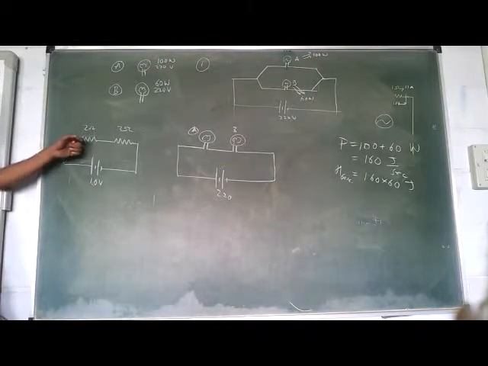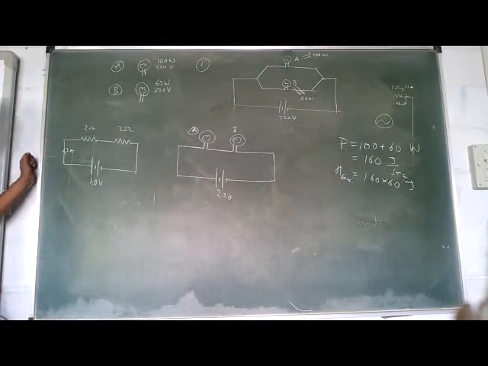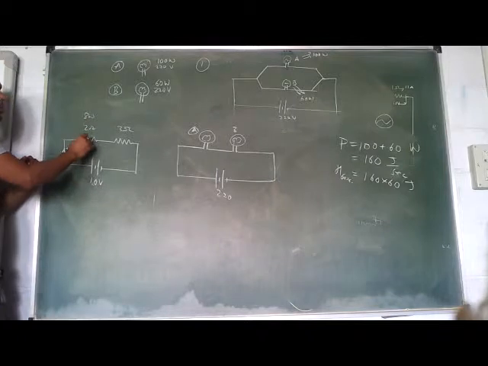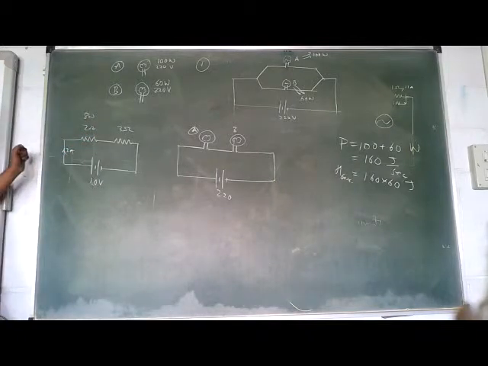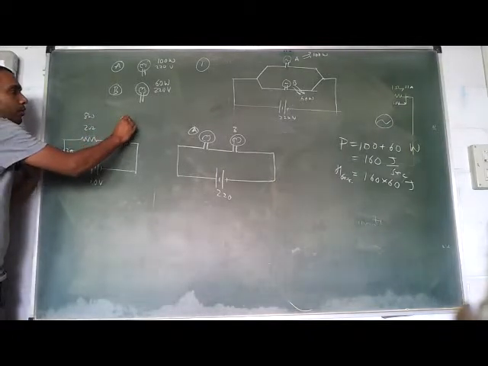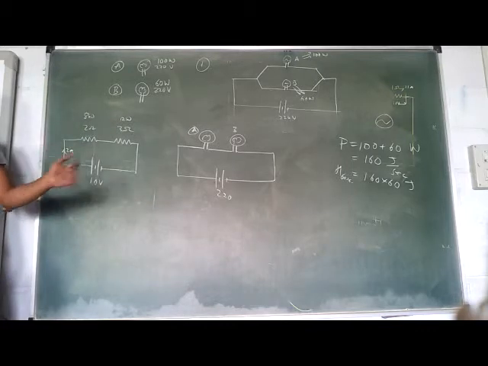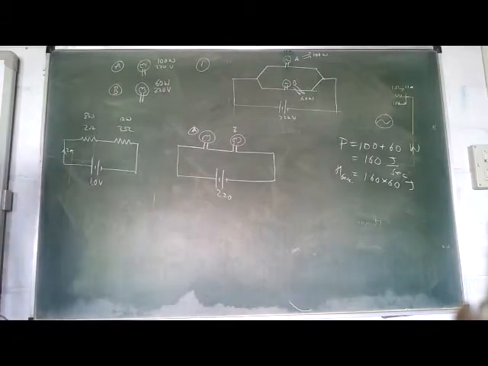Okay, then I'll do I square R for this. How much will that be? 2 square into 2, 8 watt from this, and 2 square into 3, 12 watt from that. Totally we will get 20 watt from this circuit. Get the point? Quite easy. So we have to do a similar thing over there. We'll have to find the resistance, then find the current and do I square R. Is it clear?